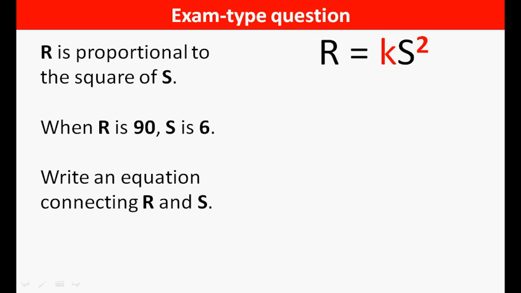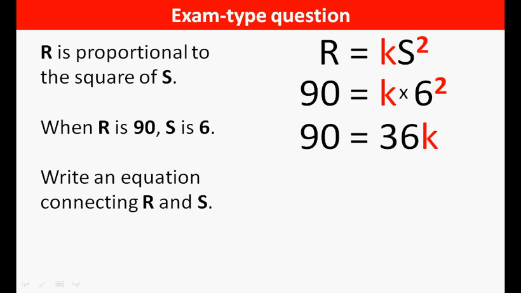Now we've got more information there. It says when R is 90, S is 6. So we can put those numbers in. R is 90 and S is 6. So 90 is K times 6 squared, which is the same as 36 times K. 90 equals 36 times K. So we can figure out what K is by dividing both sides by 36. And K is 2.5.